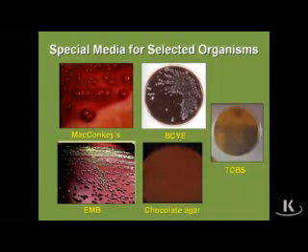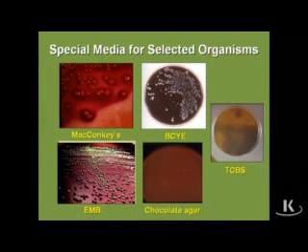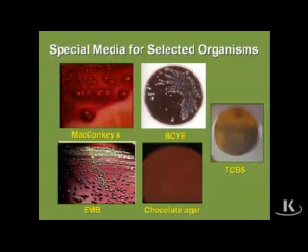Down at the bottom, this is EMB agar, eosin methylene blue. And EMB agar a lot of the time is used to culture coliform bacteria that are normally found in the gut. Used quite often to determine if there's a water supply that's contaminated by feces, because E. coli will turn a metallic green on EMB, and it's very easy to pick out if you're screening large numbers of samples.